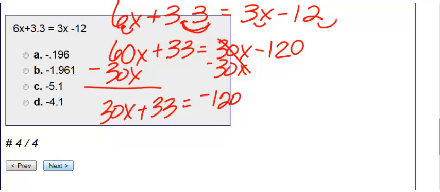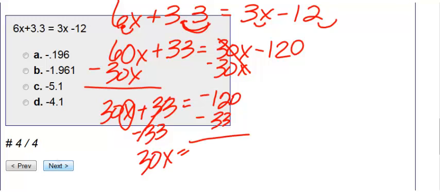Again, I'm going to get this x by itself, so before I can even get to it, I need to get rid of this plus 33. So I'm going to subtract 33 on both sides to move it over to the other side. I'm left with 30x here. A negative 120 and a negative 33 gives me a negative 153. And then lastly, I need to get rid of that 30. It's 30 times x, so I need to divide by 30.